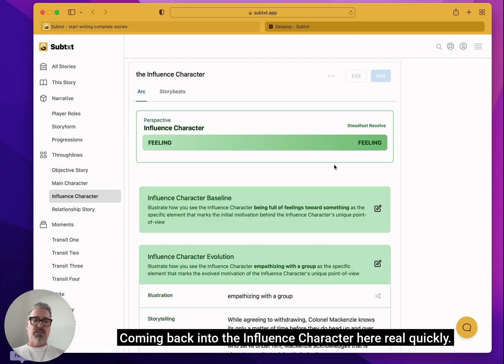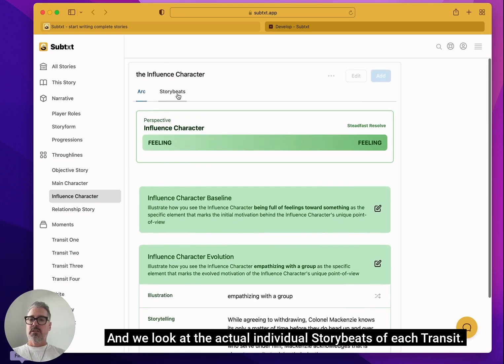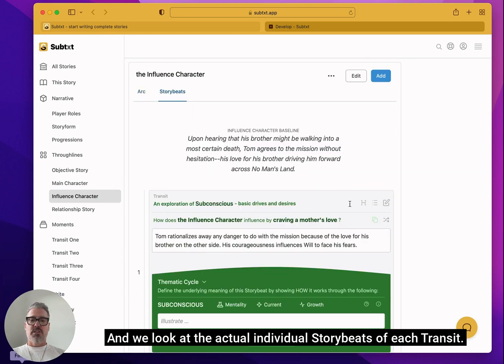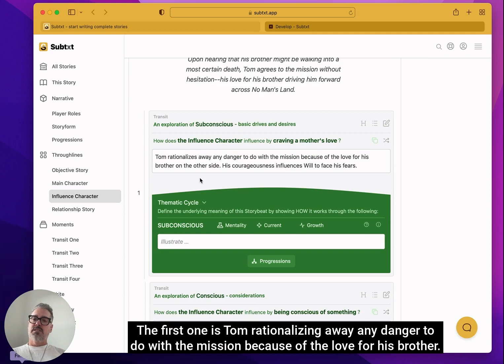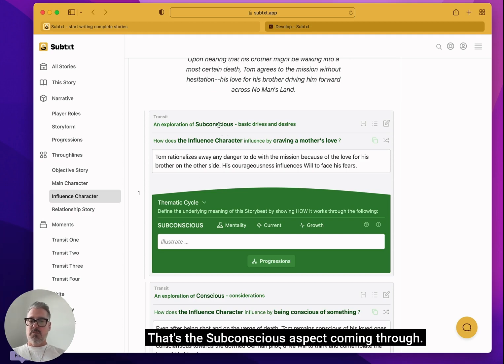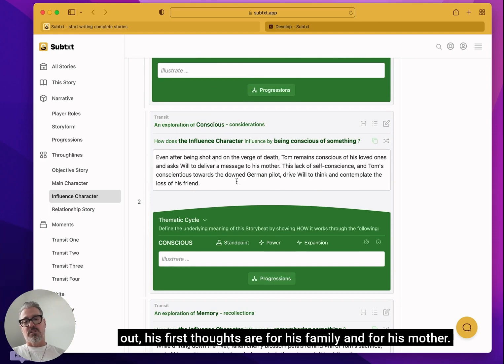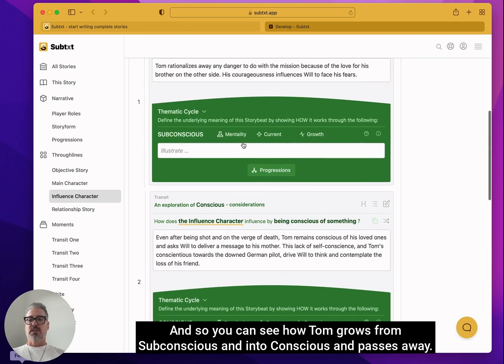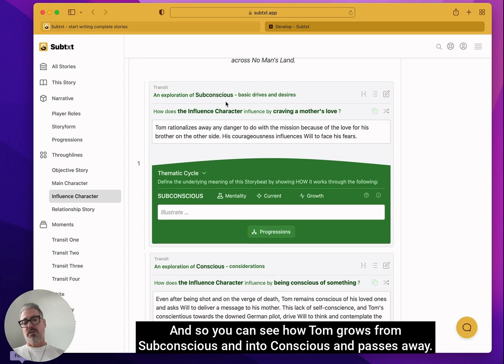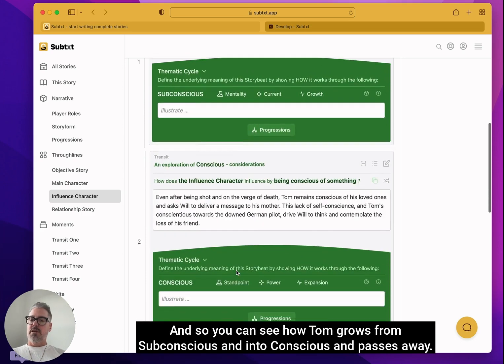Coming back into the influence character here real quickly, and we look at the actual individual story beats of each transit. The first one is Tom rationalizing away any danger to do with the mission because of the love for his brother. That's the subconscious aspect coming through. And then the conscious aspect, not only is he considerate towards the downed German pilot, but then also as he's bleeding out, his first thoughts are for his family and for his mother. And so you can see how Tom grows from subconscious and into conscious, then passes away.